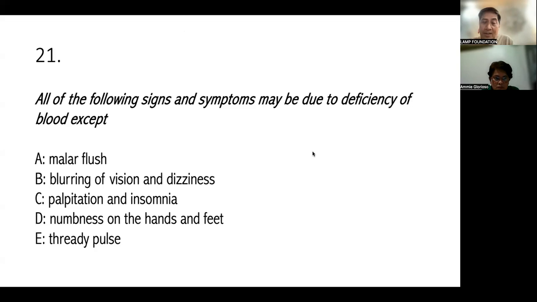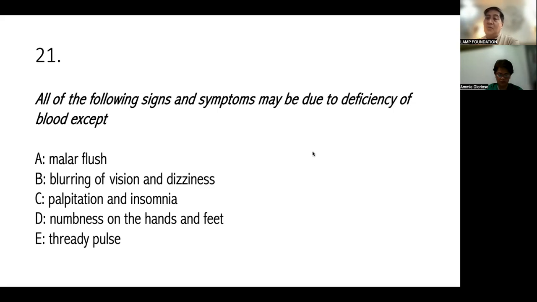Okay, why is the pulse thready? What do you mean by thready pulse? Napakanipis, parang sinulid. Poor circulation po sa blood, sabi ni Ma'am Jalaisa. Very good. Thready, parang sinulid yung pulse. So that means the diameter is so masyadong maliit yung dugo na dumadaloy, no? Because there is blood deficiency.